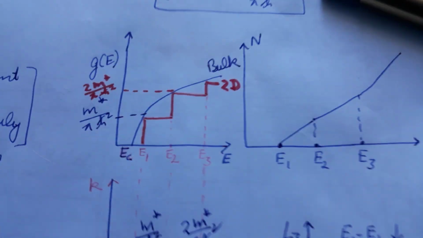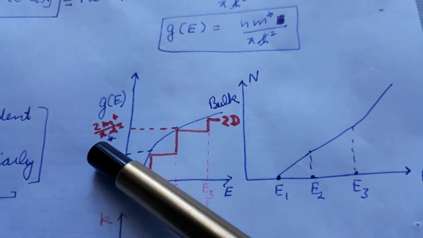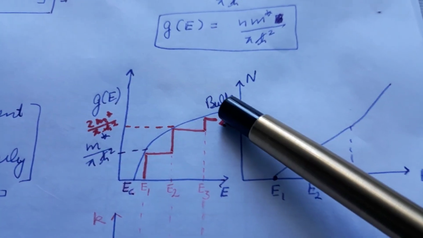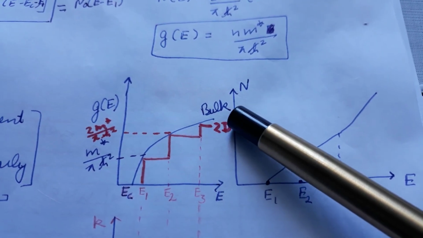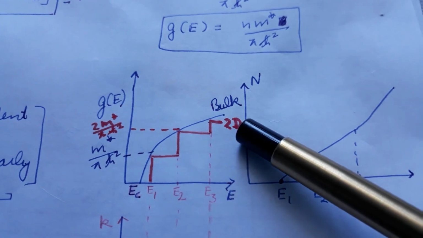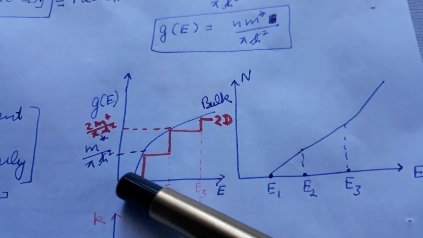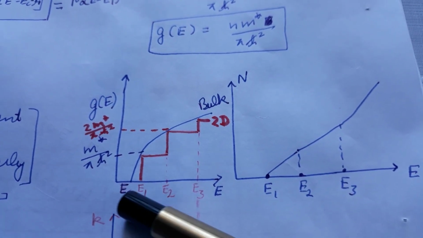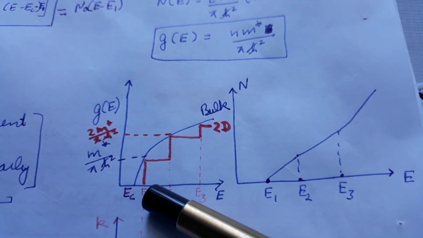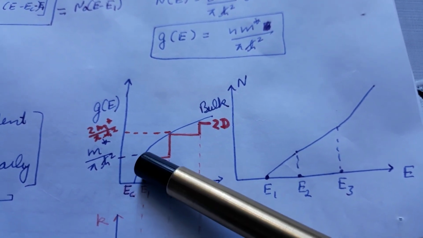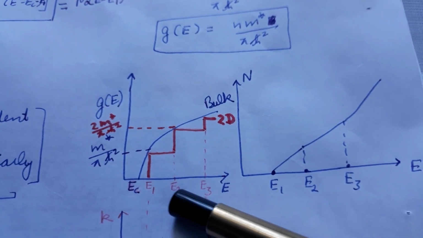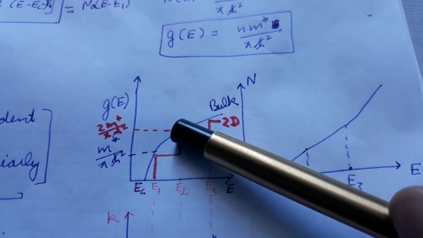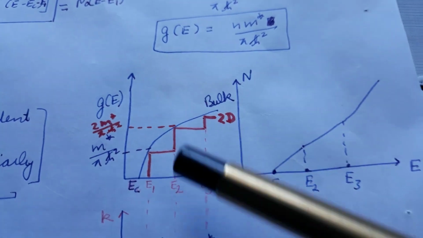So what does it mean? If we draw the density of states versus energy, for bulk we know that the density of states increases and then it saturates. But for a two-dimensional material, below E1 there are no states, so the density of states will be 0. And then at E1 there is a sharp increase in density of states. And then it stays constant when we move from E1 to E2. And then again there is a sharp increase by m star upon pi h bar squared, and then again it is constant.